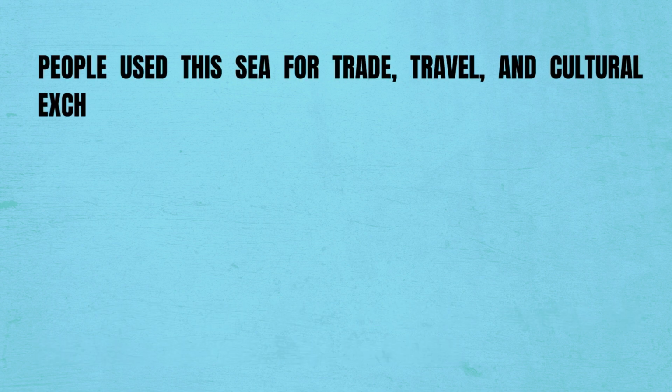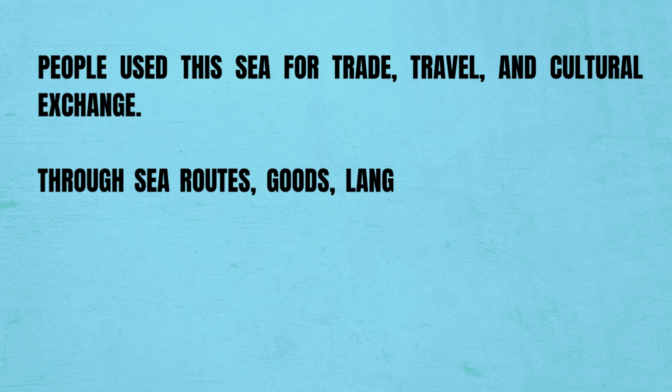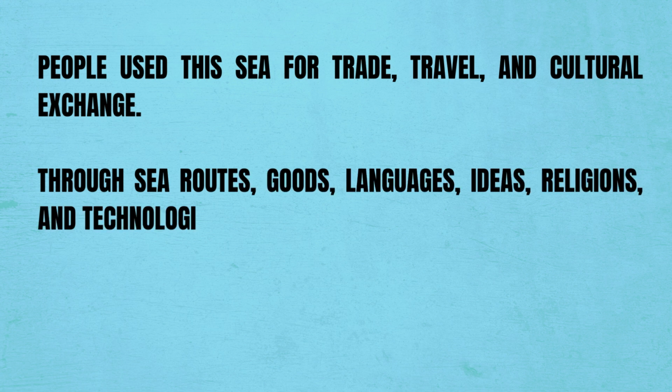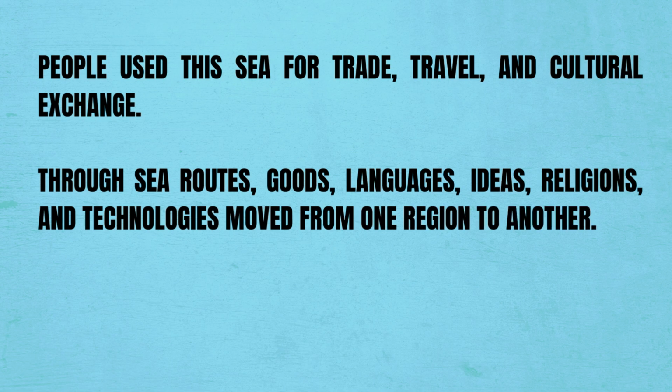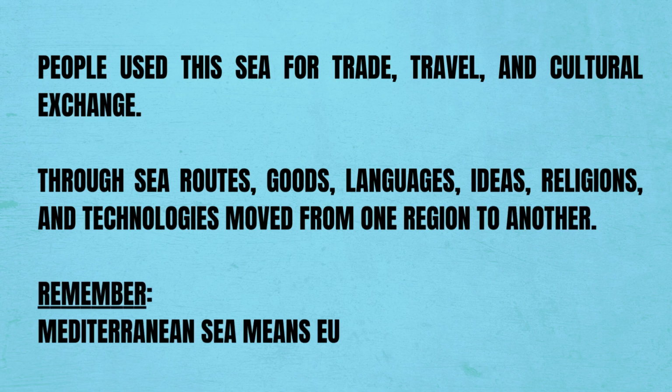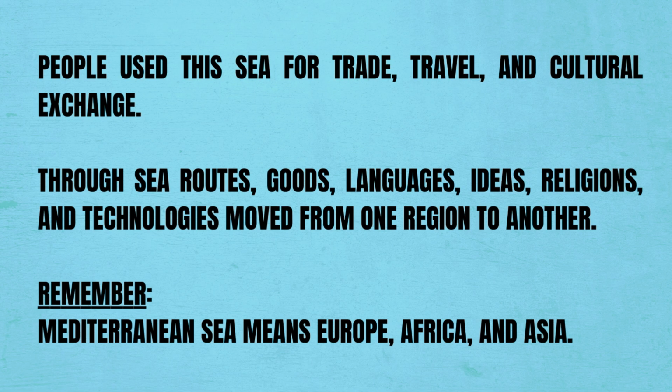People used this sea for trade, travel, and cultural exchange. Through sea routes, goods, languages, ideas, religions, and technologies moved from one region to another. Remember, Mediterranean Sea means Europe, Africa, and Asia.